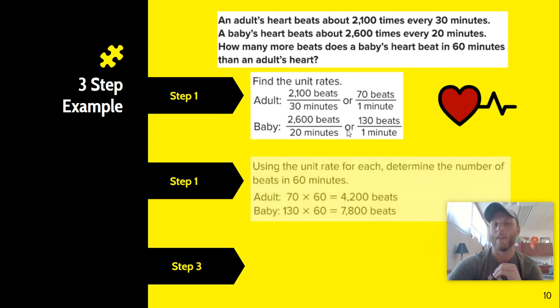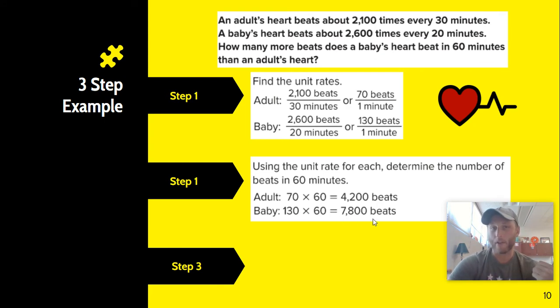So our second step, after we found that unit rate, to determine the number of beats in 60 minutes, is we just have to multiply by 60 because that's per 1 minute. So now we have to do 60 minutes. Adults beat 70 beats per minute, so we're going to do 70 times 60, which is going to give us 4,200 beats. Babies' hearts beat 130 times per minute, so we're going to do 130 times 60, which is going to get us 7,800 beats.